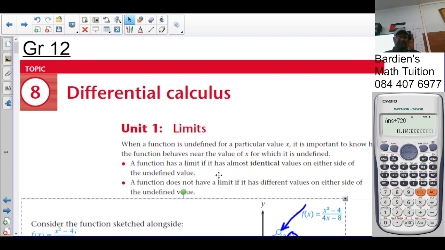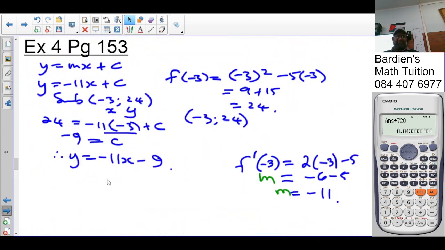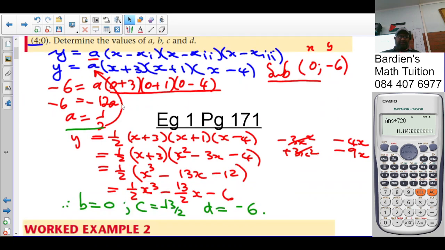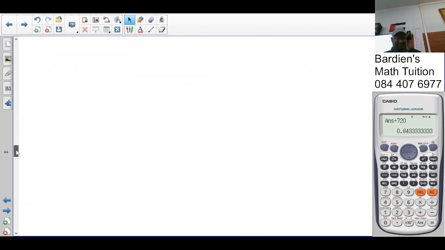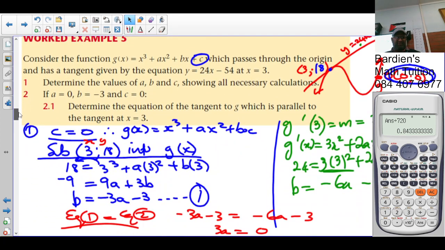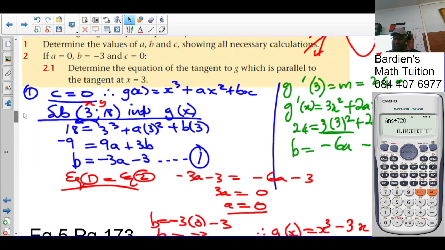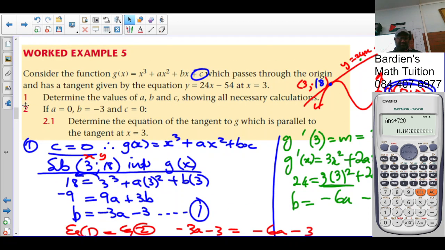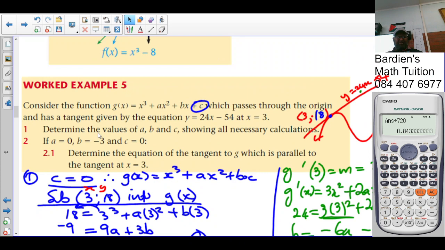Okay, good morning class. So we're looking at calculus. I think we were busy with determining the equation of a cubic function, correct? Right? Let's just get there. I think we were on number 5, no? This one. We stopped here, no? So what is number 2 here? Or is it part of example 5?